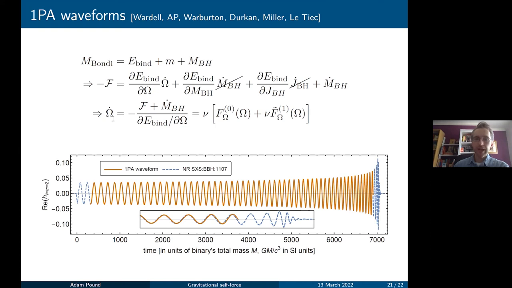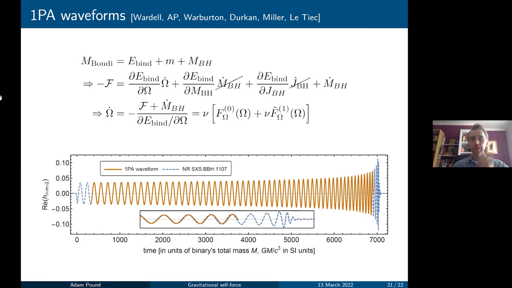We can now calculate this F0 and F1 as functions of frequency. And we then have d phi p dt is omega, and d omega dt is this. And out pops our waveform. So this is basically exactly how post-Newtonian theory and EOB work for quasi-circular binaries.